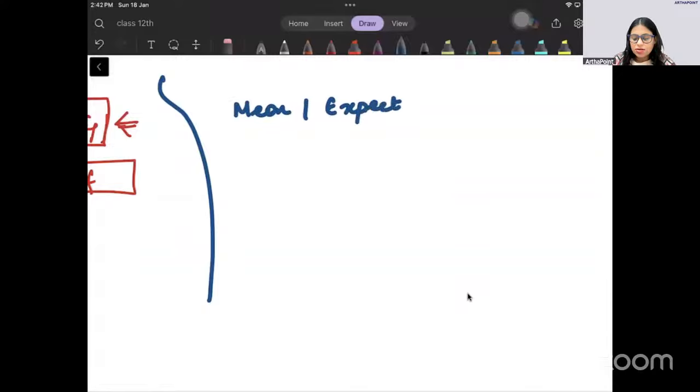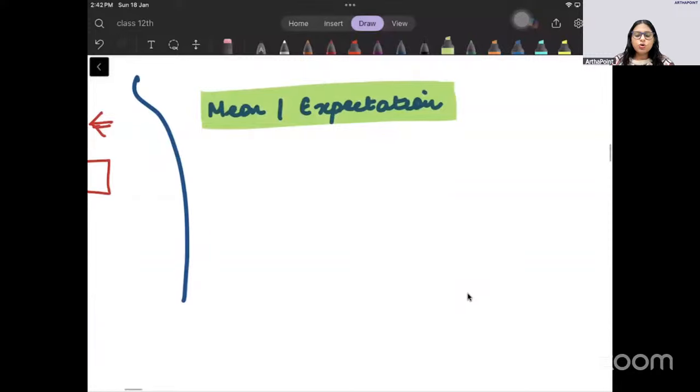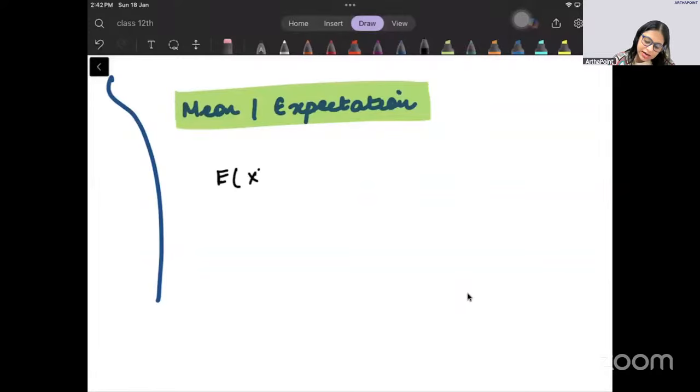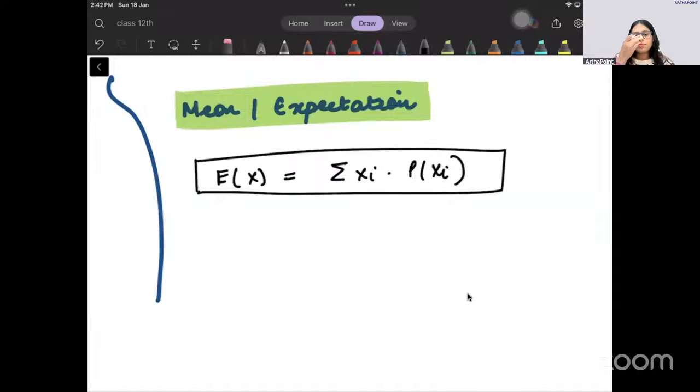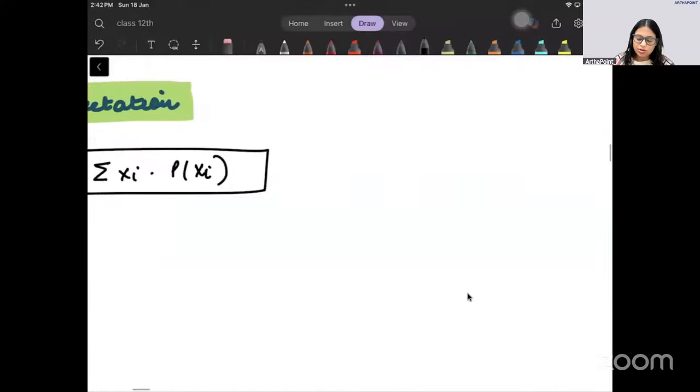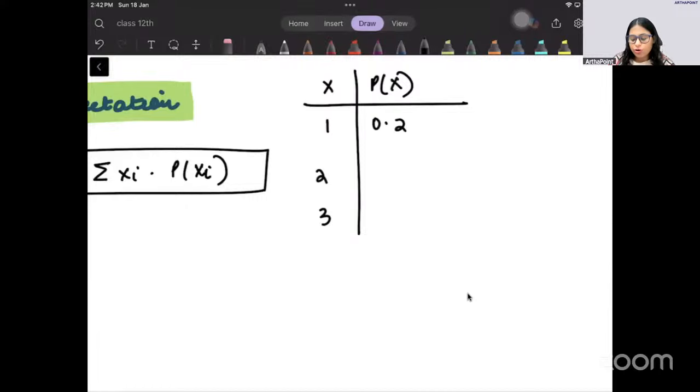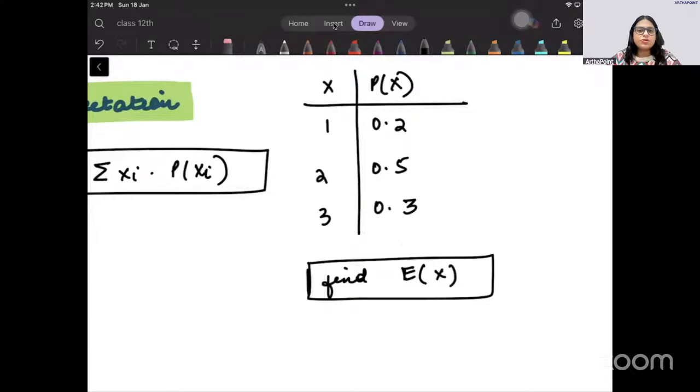Now another thing जो discrete variable में होता है, that is mean, and this mean is called as expectation. तो expectation of any variable x, अगर हमें उसको probability के terms में लिखना है, it is summation xi pxi. ठीक है? So I am giving you a question, find its expectation. You have x as 1, 2, 3, and corresponding probability is given to you as 0.2, 0.5, 0.3. Find expectation of x. Go ahead, give it a try.